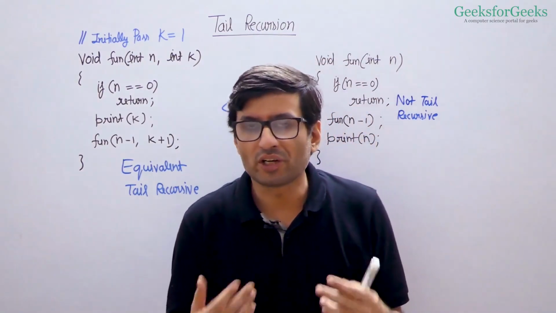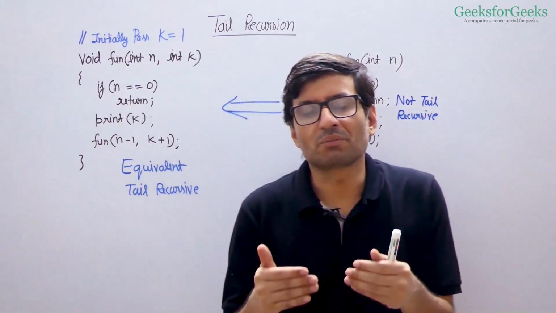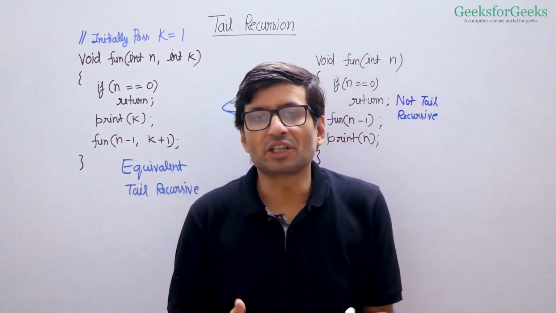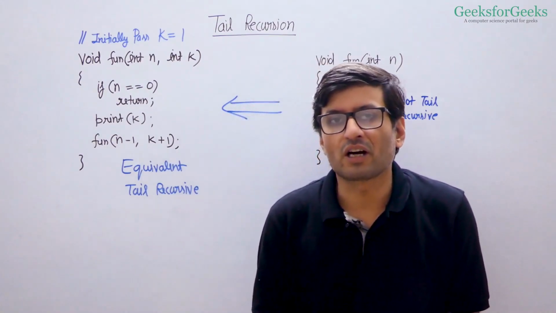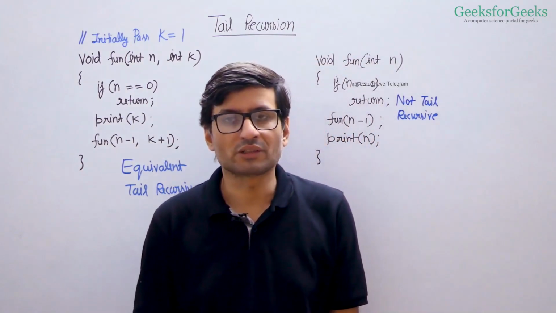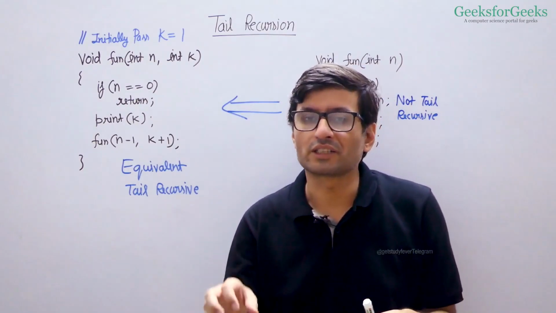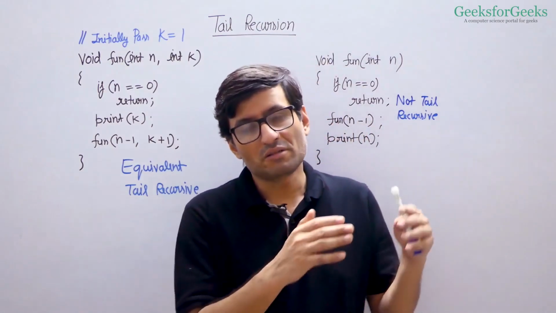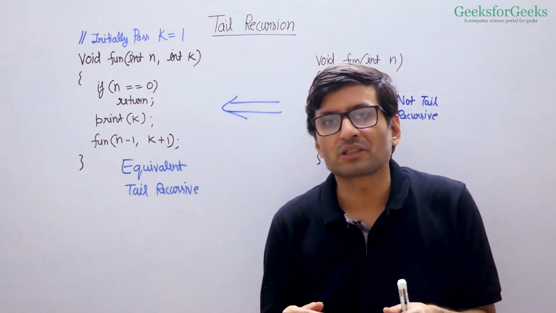When we study tree traversals, we'll see traversals like in-order traversal, pre-order traversal and post-order traversal. If you see these three traversals, you can notice that pre-order traversal and in-order traversal are tail recursive, but post-order traversal is not tail recursive. In post-order traversal, we recursively traverse the left subtree, then the right subtree, then we process the root's data. It's not tail recursive.